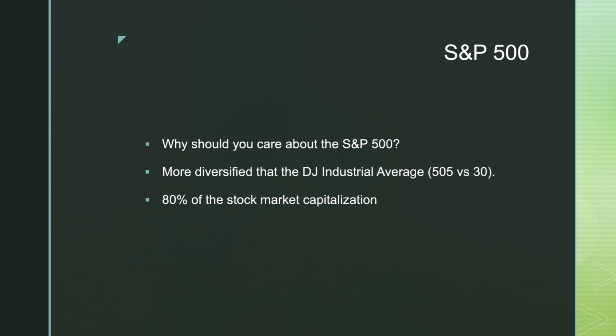Why should we care about this? Well, the S&P 500 is more diversified than the Dow Jones Industrial Average. Remember, the Dow Jones only has 30 stocks in its index. The S&P has 505. Therefore, just the fact that there are so many more numerous companies, if you're buying an ETF or a mutual fund that tracks this index, you will automatically be more diversified. Diversification, again, helps to lower risk.